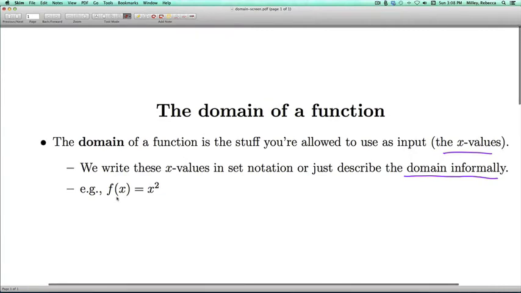For example, if I have a function f of x equals x squared, I know I can put any value of x in there and I'm not going to have a problem. And so what I want to say is that the domain of this function is all numbers, in particular, all what we call real numbers. So that's all integers, irrationals, everything. So all real numbers. If you happen to know the notation, that looks like this, a little funny R.